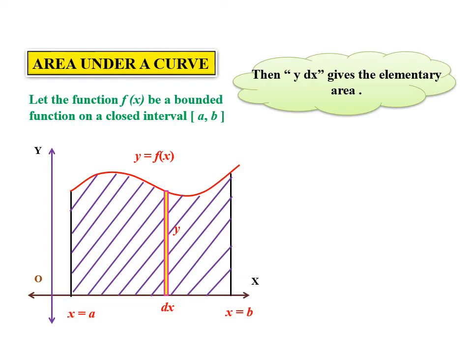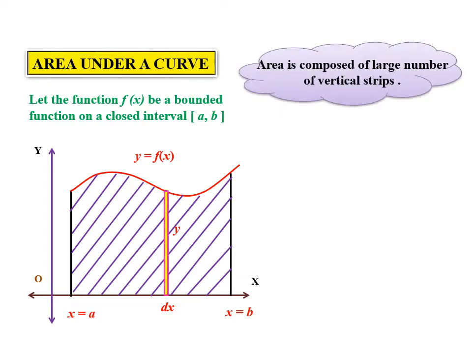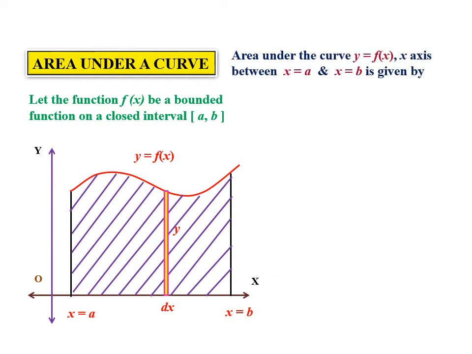So dx gives the elementary area. The area is composed of a large number of such vertical strips. So the area under the curve y is equal to f of x, the x-axis, and between the lines x is equal to a and x is equal to b is given by A is equal to the integral from a to b of f of x dx.